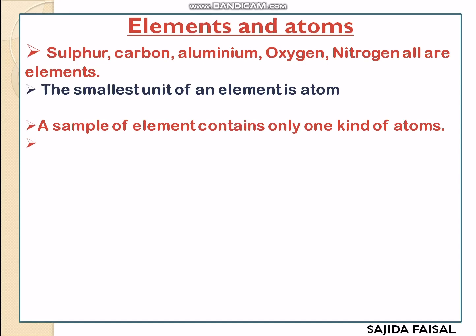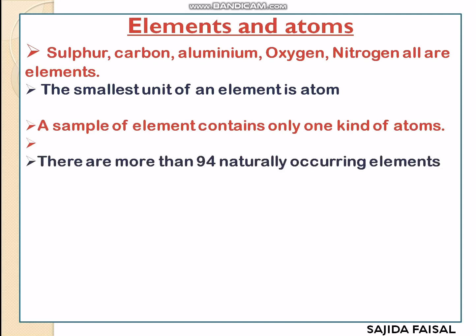A sample of an element contains only one kind of atom. In the case of carbon dioxide, is it containing one kind of atom? No, carbon and oxygen are there. That's why we cannot say that carbon dioxide is an element. But in the case of carbon or aluminum or mercury, we can say it contains the same kind of atom, and that is called an element.